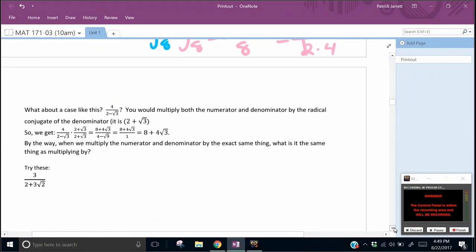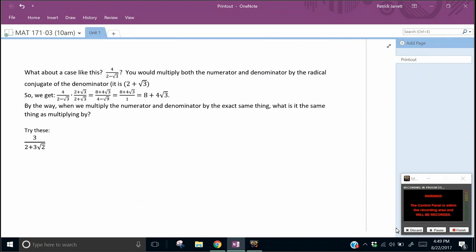Now, if you have a case like this where it's 4 minus 2 root 3, this is where conjugates come into play, folks, where you have to multiply both the numerator and the denominator by the conjugate. Now, in this case, we multiply the numerator and denominator by 2 plus the square root of 3. So, in doing that, we multiply and we do some math here, and we simply get 8 plus 4 times the square root of 3.